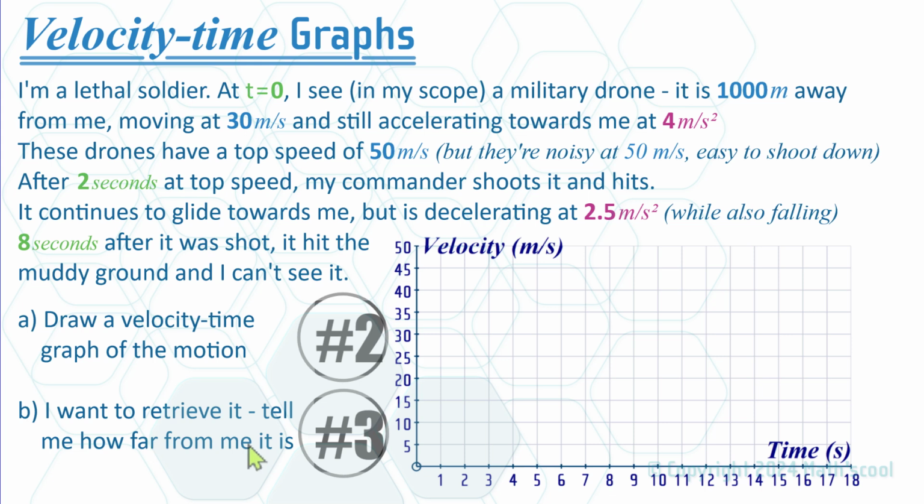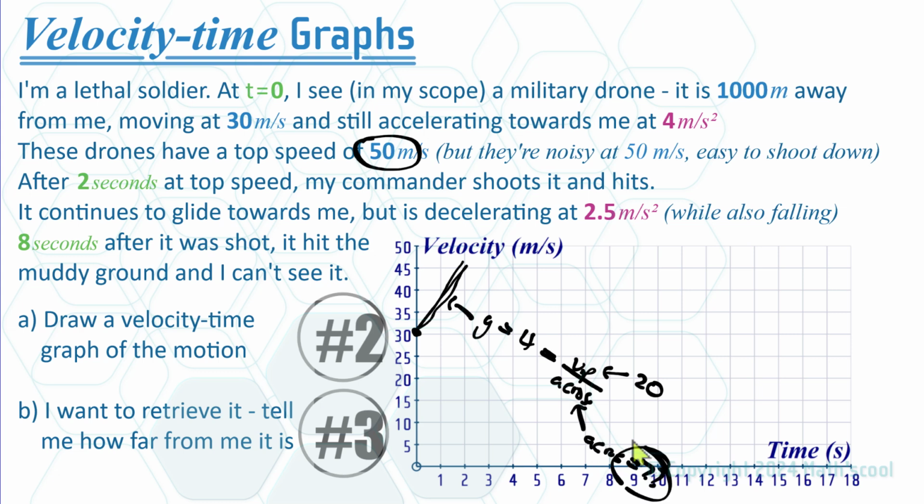So you're going to say, look, when you started looking at it, it was already going at 30 meters per second. So you're going to start at 30 meters per second. And then it's accelerating at 4 meters per second squared. So the gradient of this line is going to be 4. And you know that gradient is up over across. And you know that it's got to go up by 20 because it's got to reach a speed of 50. So up is going to be 20, which means you can figure out what across is going to be. You can work it out. And then you can draw the line in properly.